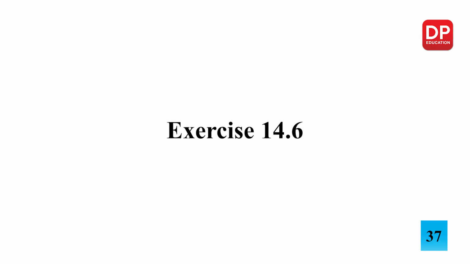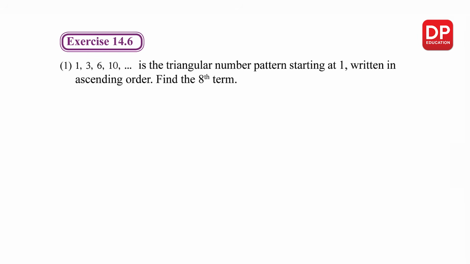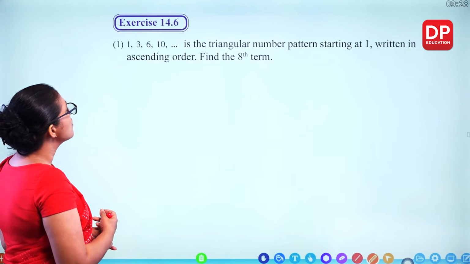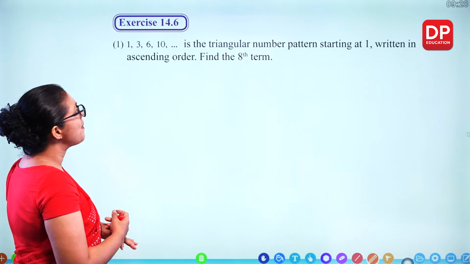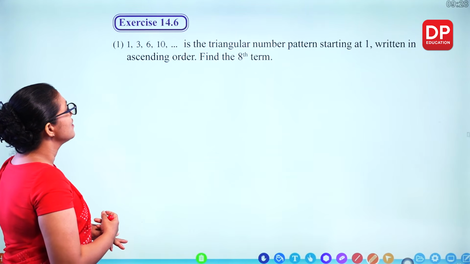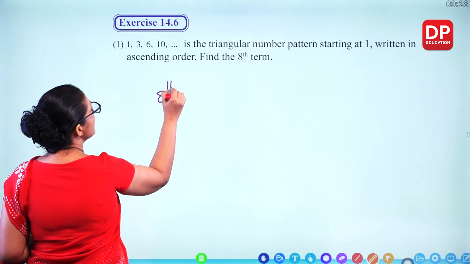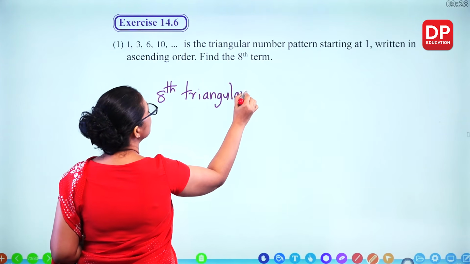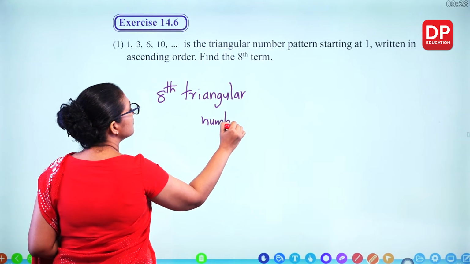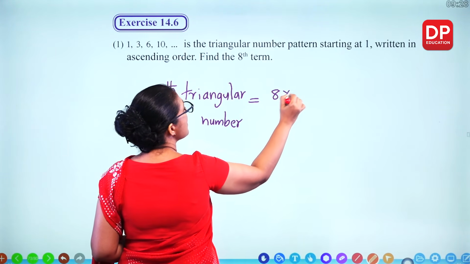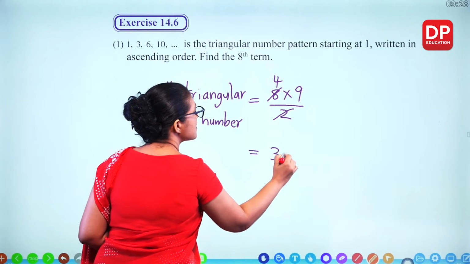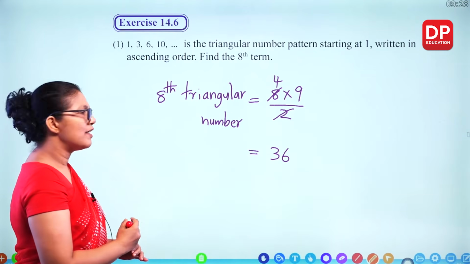Exercise 14.6. 1, 3, 6, 10 is the triangular number pattern starting at 1. Written in ascending order. Find the 8th term. So what's the 8th term? If we know the pattern, we can find out. 8th triangular number (8 times 9 divided by 2). That's 36 is the 8th triangular number.